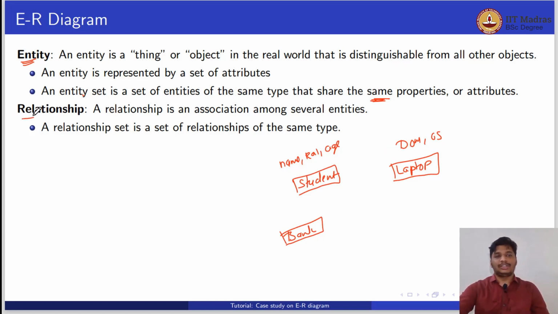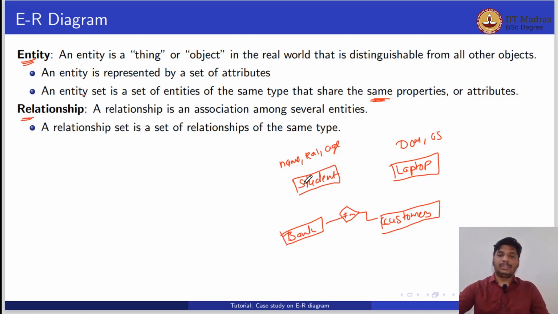Now what is a relationship? A relationship is an association among several entities. For example, here is a bank. Another entity is customer. The relationship between the bank and the customer is financial transaction.